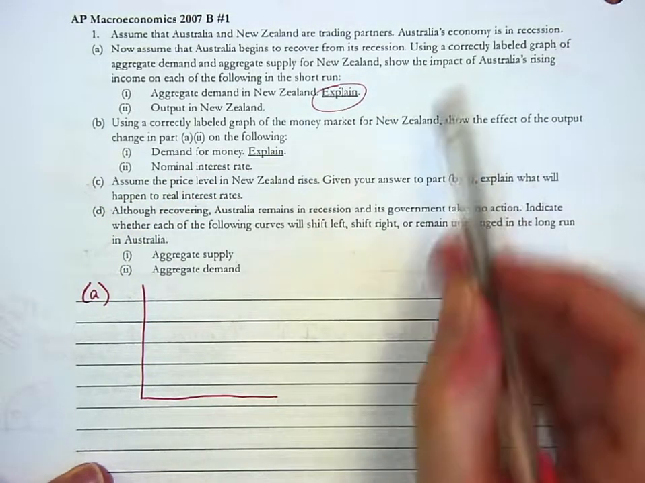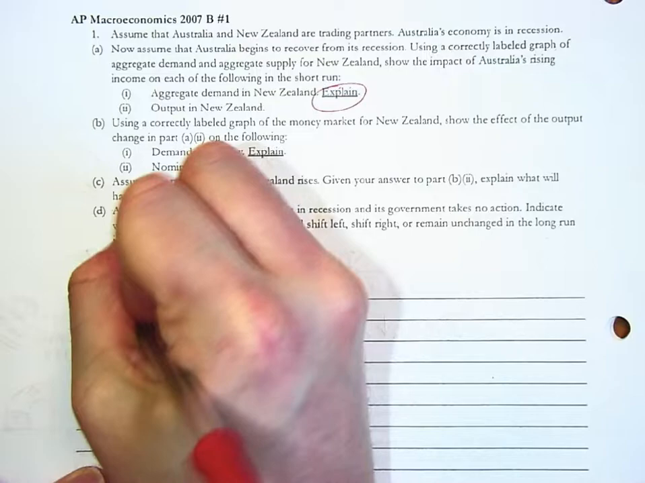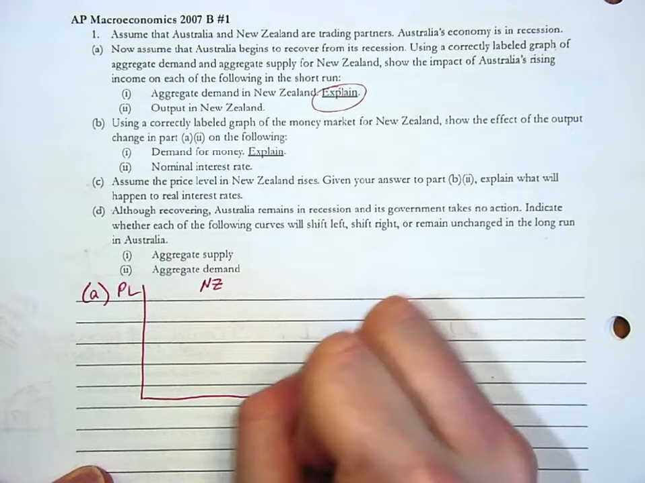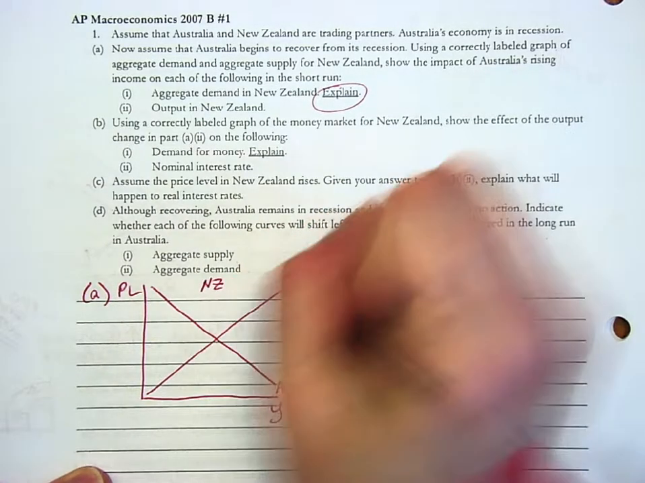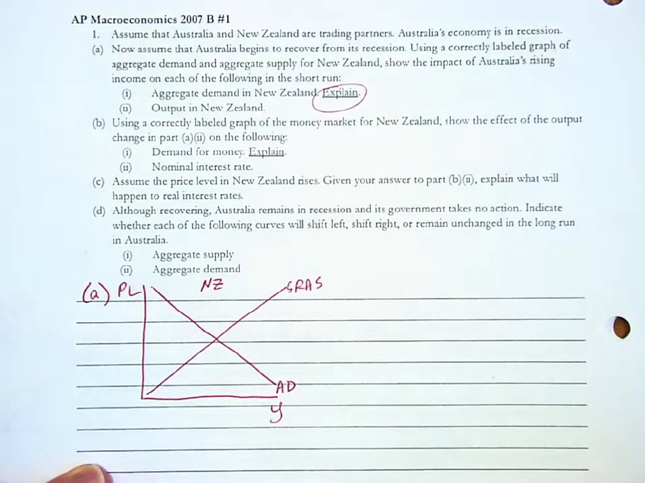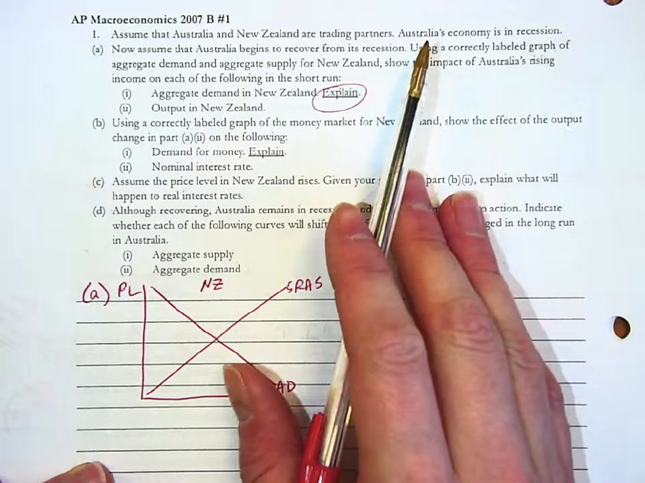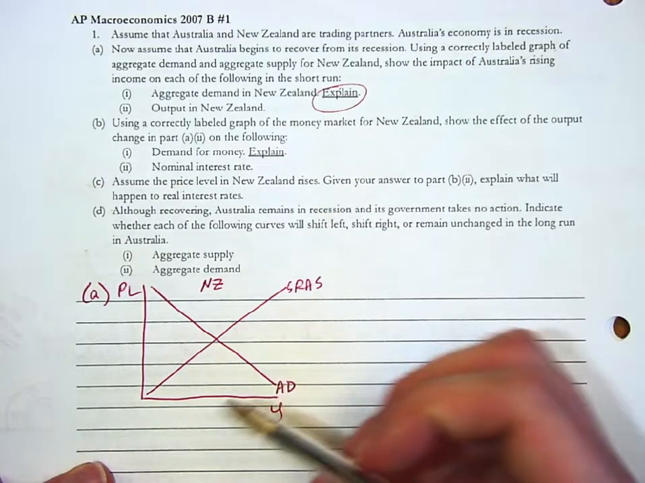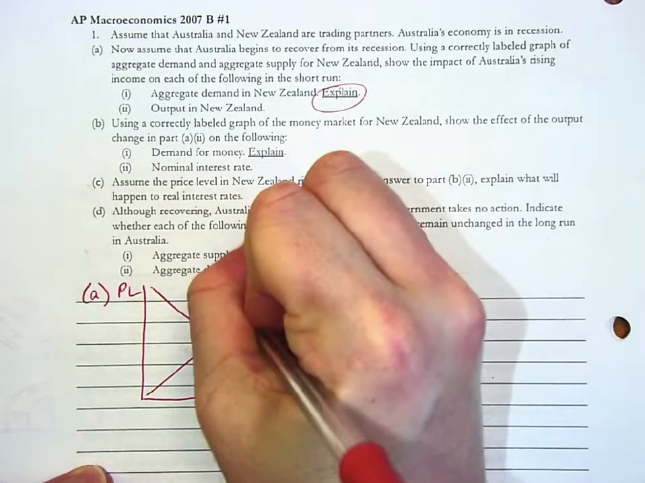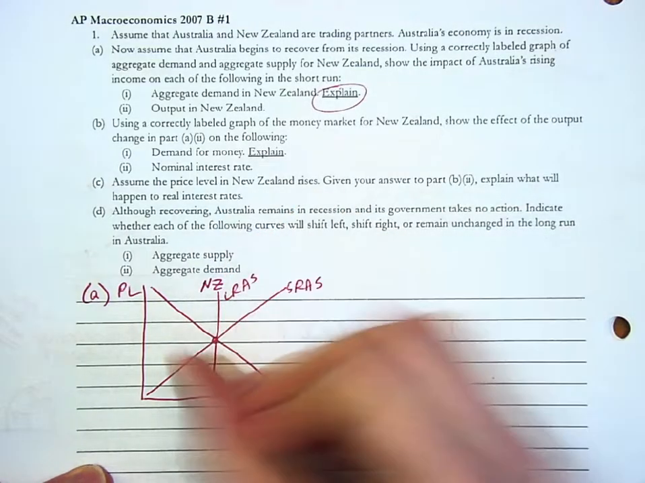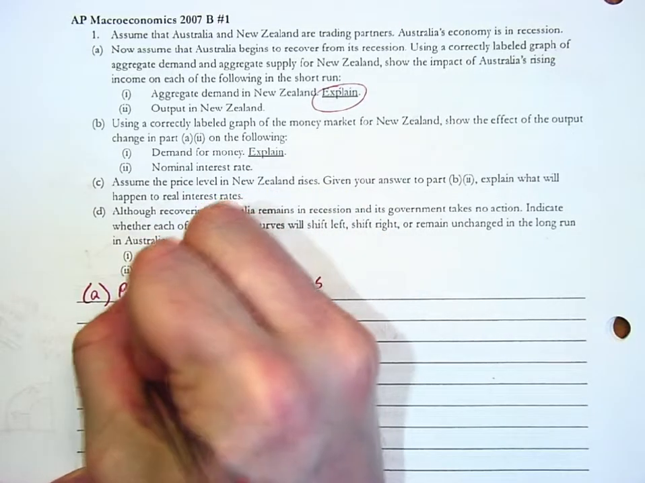And which country is that? This a graph of New Zealand. So we're just going to say New Zealand up here, just so we don't forget. We're trying to remember who's who. So AD, and then we've got SRAS. And we don't actually know whether New Zealand is in a recession or in an expansion. We know Australia was in a recession, but it doesn't tell us whether New Zealand was or not. So let's just say New Zealand was fine. They were at YF and PL1.